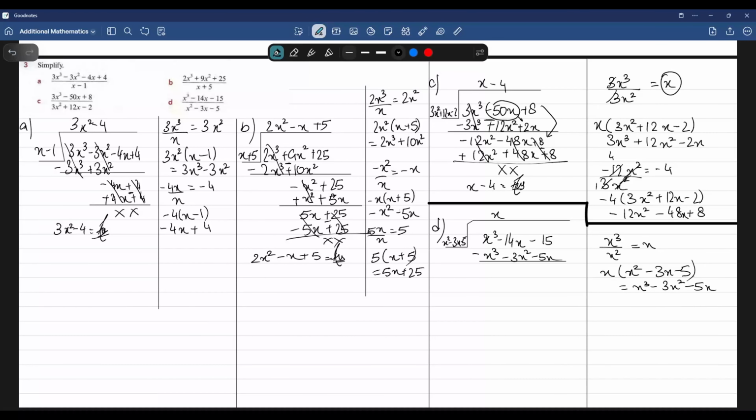Multiply this whole equation by negative, this becomes positive, and this becomes positive. x cubed and x cubed cancel down. Negative 14x and 3x squared cannot be subtracted, so we are just going to write 3x squared as it is. Negative 14x plus 5x is going to give us negative 9x.